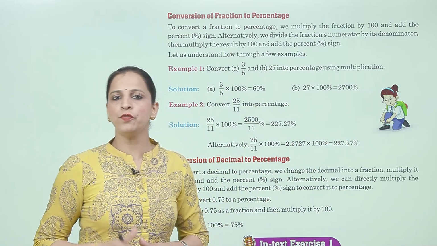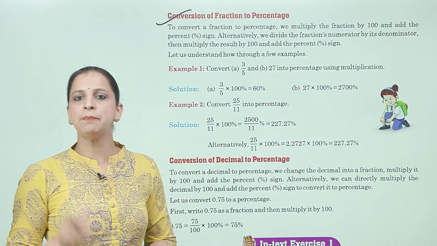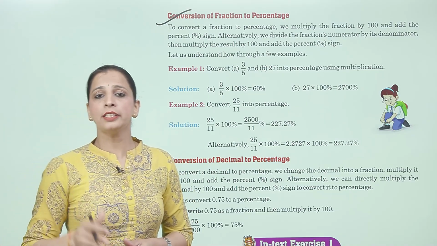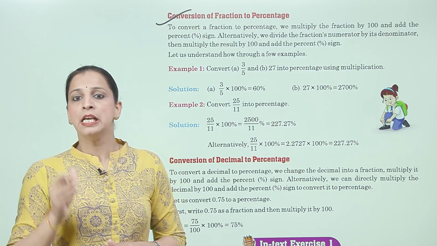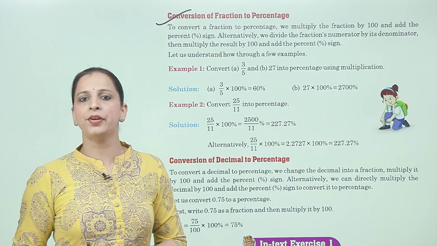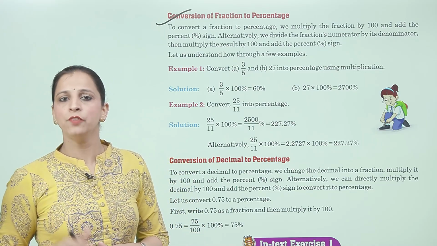Now, conversion of fraction to percentage. To convert a fraction to percentage, we multiply the fraction by 100 and add the percentage sign. Alternatively, we divide the fraction's numerator by its denominator, then multiply the result by 100 and add the percentage sign. Let us understand how through a few examples.